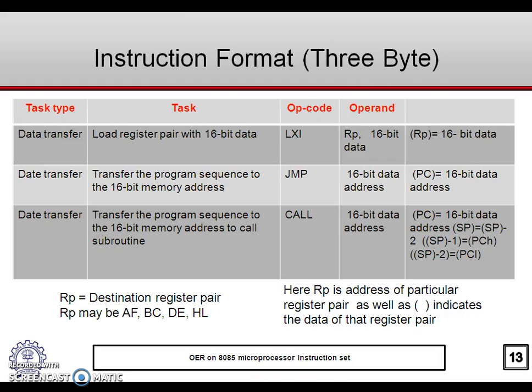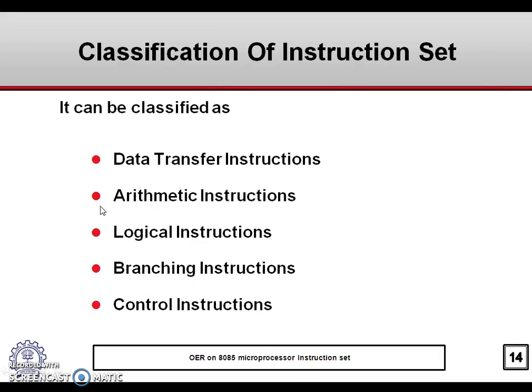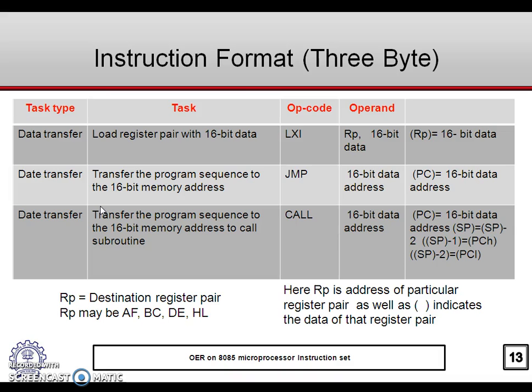Instruction format of 3 bytes. The task type is defined. The first byte is always opcode. The second and third bytes are either 8-bit or 16-bit data or a 16-bit address. And it is shown here.